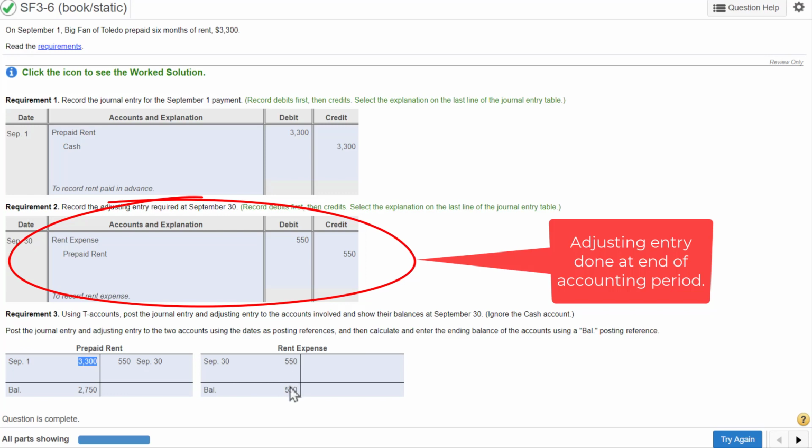And again, if you forgot to do this adjusting entry, you wouldn't have the rent expense, which would mean you would be missing out on this $550 of rent expense, which would mean your profit would look larger than normal, and you would pay extra taxes because your profit would be abnormally high. And that's it.